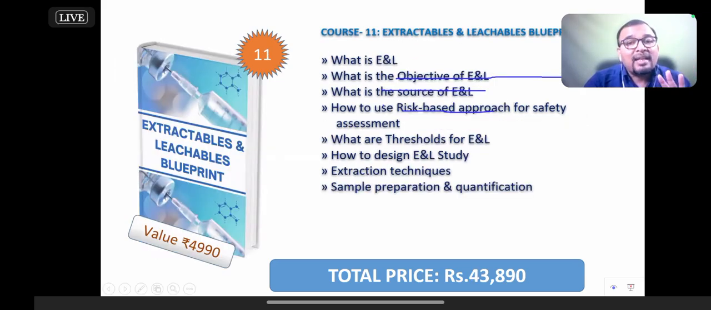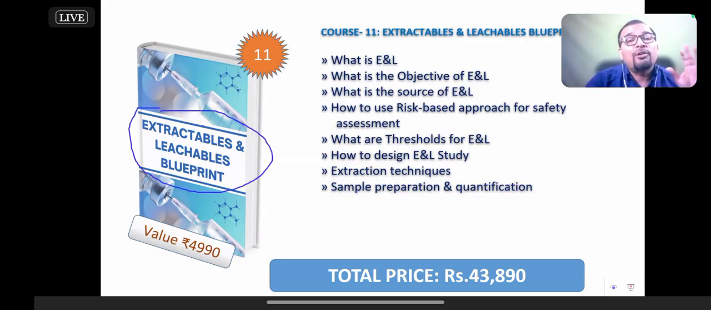Course number 11 talks about extractables and leachables. See, injectables are growing very fast, and because of that, it's very important for you to learn what the prerequisites for injectables are. Extractables and leachables are one of the prerequisites for injectables, sterile products. So what are sterile products? How can extractables and leachables be studied, how to define the limit, what are the regulations? All that will be explained in course number 11.